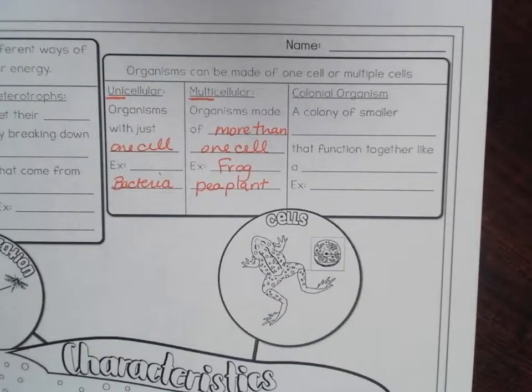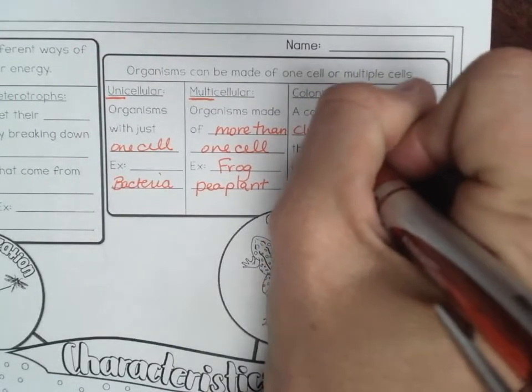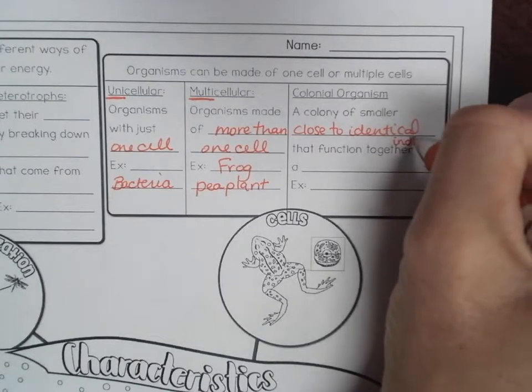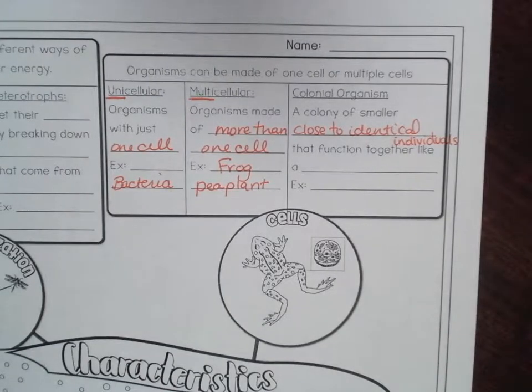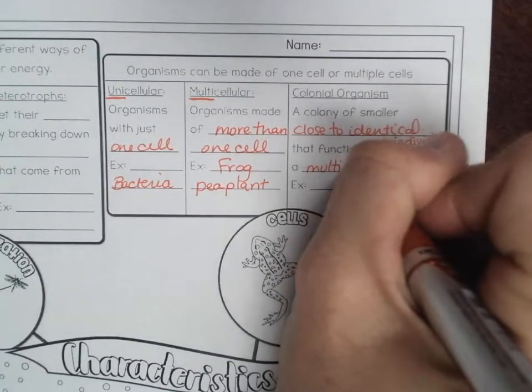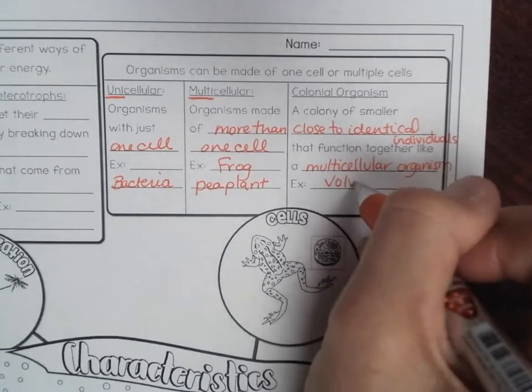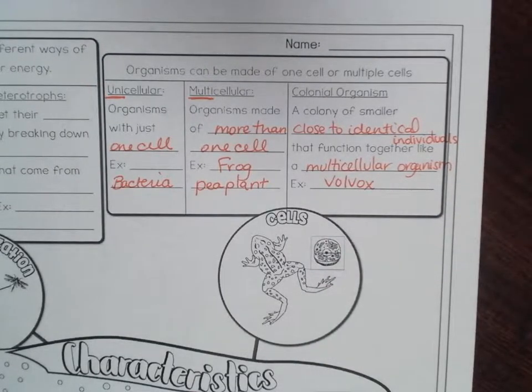We also have a special instance of something called a colonial organism. A colonial organism is a colony of smaller, close to identical individuals that function together like a multicellular organism. An example of that would be a Volvox. I encourage you, if you get a minute, to go and Google Volvox. And actually, I might link it into Google Classroom. There's a video of a Volvox, and it's really cool. It's a colonial organism, meaning it's made up of a bunch of smaller cells that act like a multicellular organism, but it's really individual cells are the organisms.